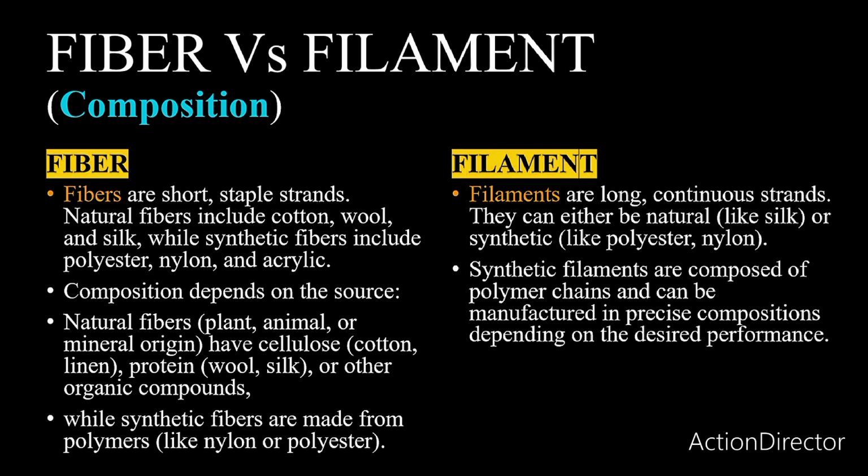First, we will discuss the difference with respect to composition of fiber and filament. In case of fiber, fibers are short staple strands. Natural fibers include cotton, wool, silk, while synthetic fibers include polyester, nylon, and acrylic. Composition depends on the source. If they are natural, the source will be plant, animal, and mineral origin. They have cellulose, cotton, linen, protein, wool, silk, and other organic compounds.